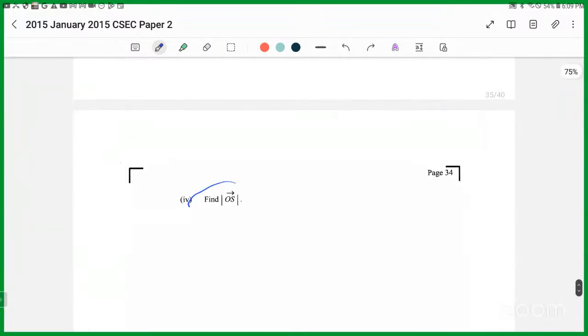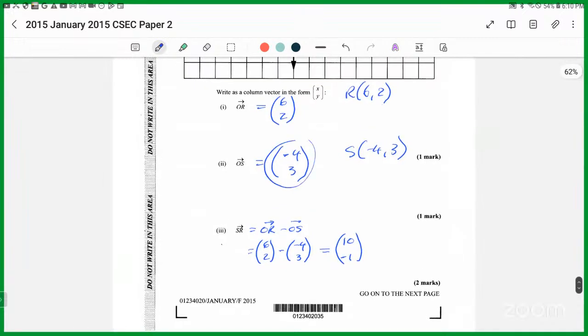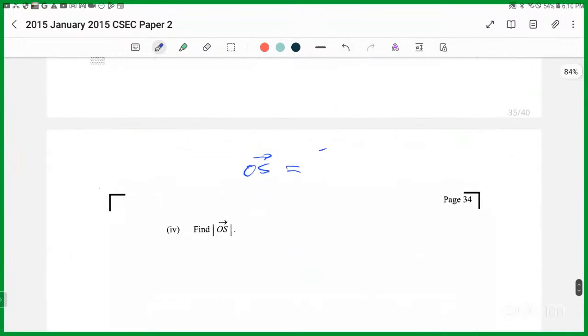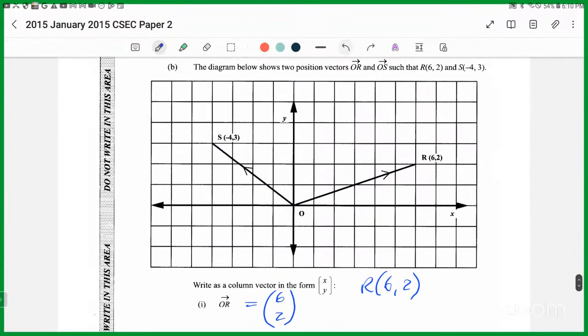The next part says we have to find the modulus of OS. Modulus is just a length. OS, remember, is (-4, 3). The answer is 5, a Pythagorean triple, a 3, 4, 5 triangle forming. The length is how long this line is, that's what the modulus is. So (-4, 3) means this dimension is 4 and this dimension is 3, a 3, 4, 5 triangle. So this length is 5.